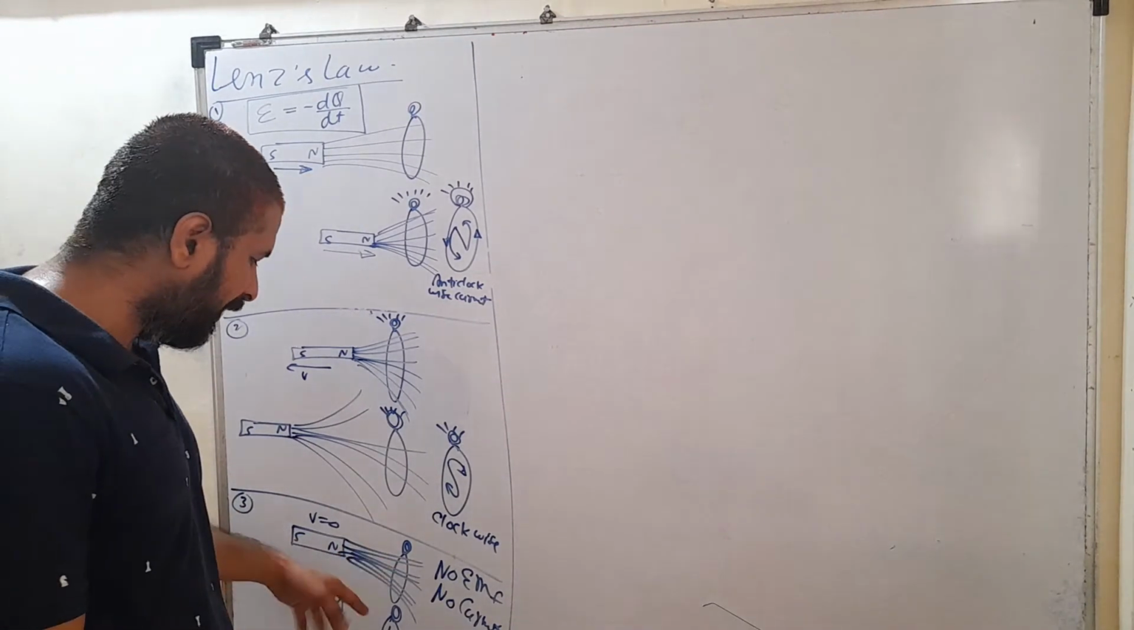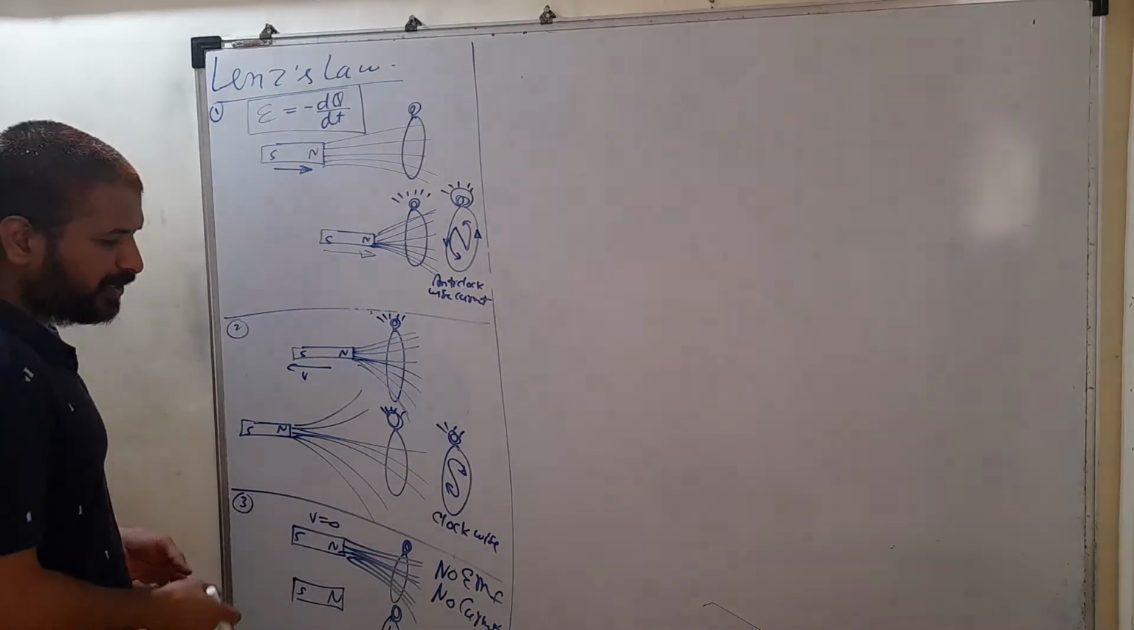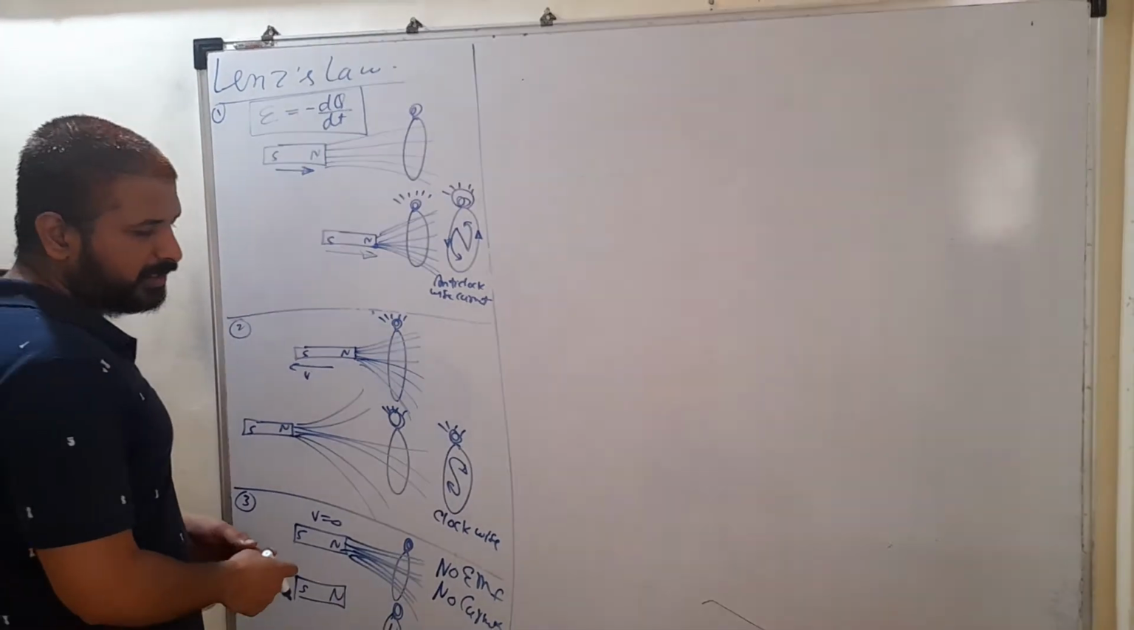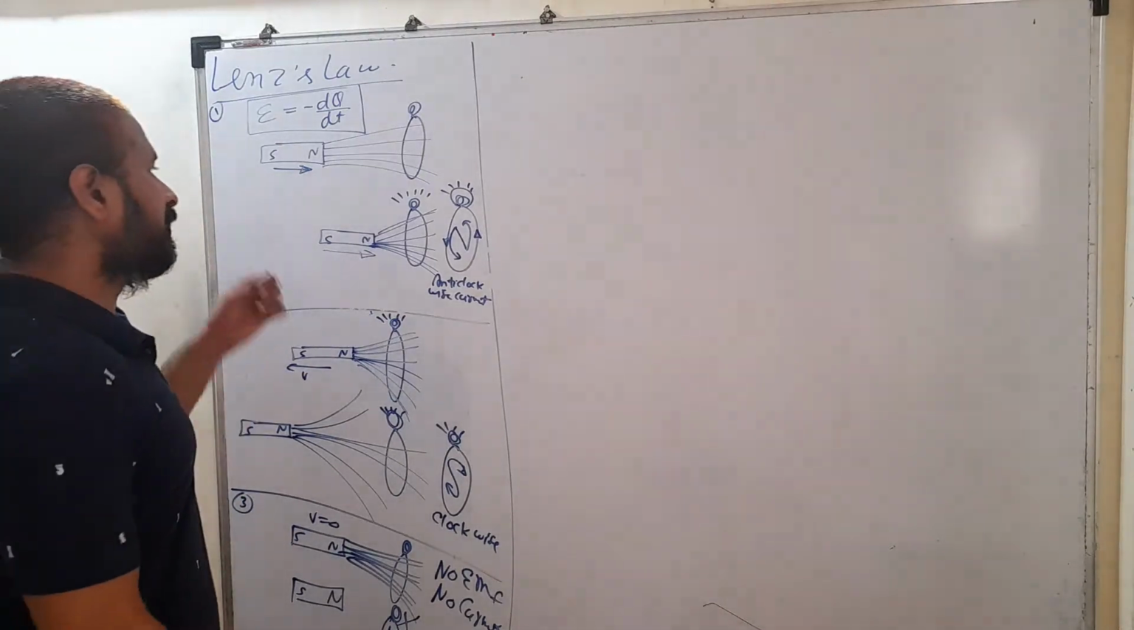So flux है वहाँ पे लेकिन magnet move नहीं कर रहा है तो there is no change in flux. अगर flux change नहीं कर रहेगा तो इसको current induced करने की जरूरत नहीं. No EMF is induced, no current. ये बल्ब ग्लो नहीं करेगा. This was the simple case.